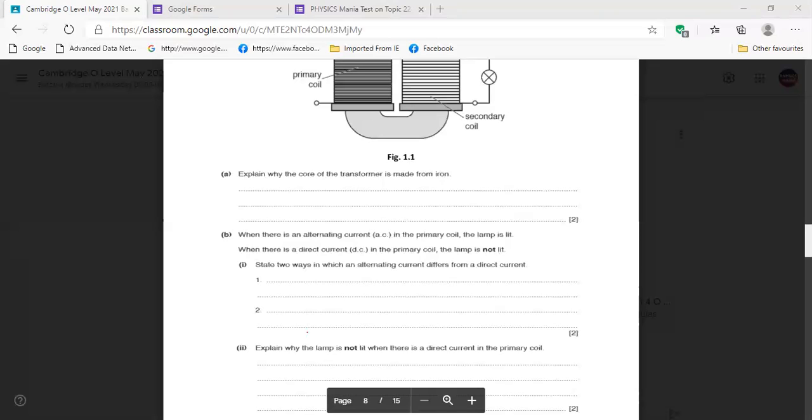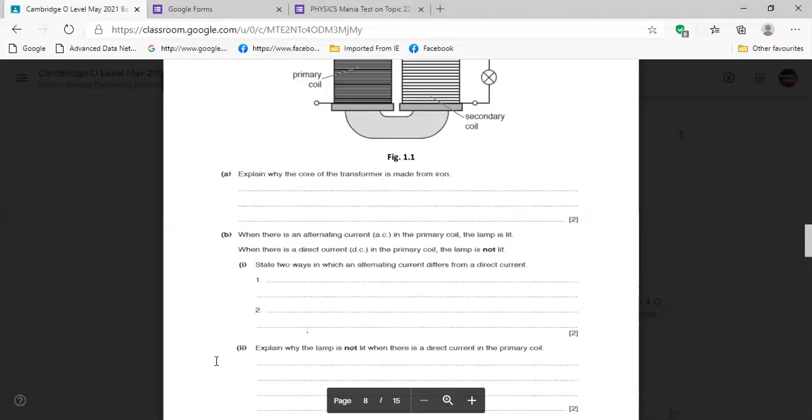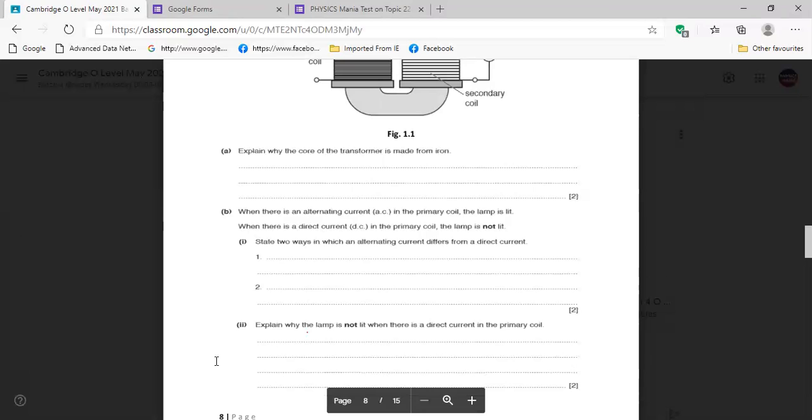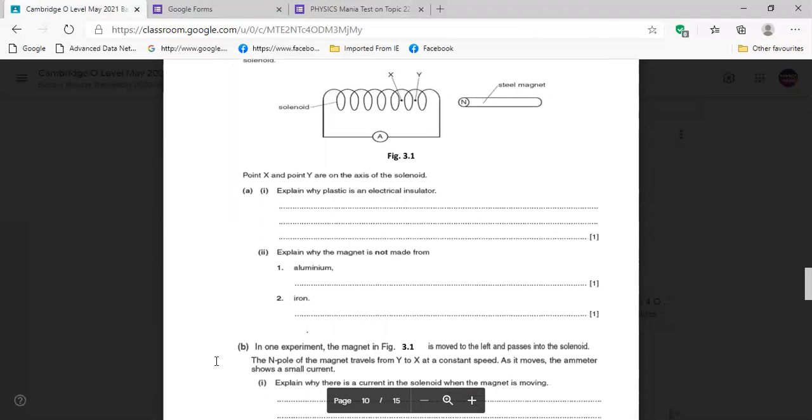And in B2, I know the answer. That when DC current is passed... Now you say aluminium. Yes, sir. Aluminium. Tell me about aluminium.